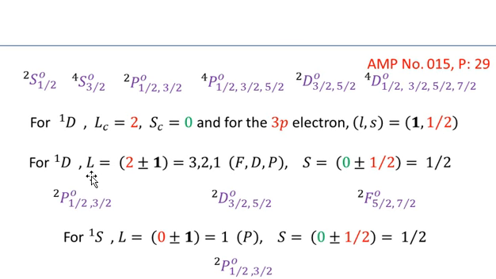Then you see that the total value of capital L is equal to 2 plus minus 1. 2 is in red from the 1D term and 1 from the 3p electron. So 2 plus minus 1 will give you 3 to 1, and the corresponding term states will be F, D, and P. And this capital S is equal to 0 plus minus half. When you combine 0 plus minus half, you will get half value over here.